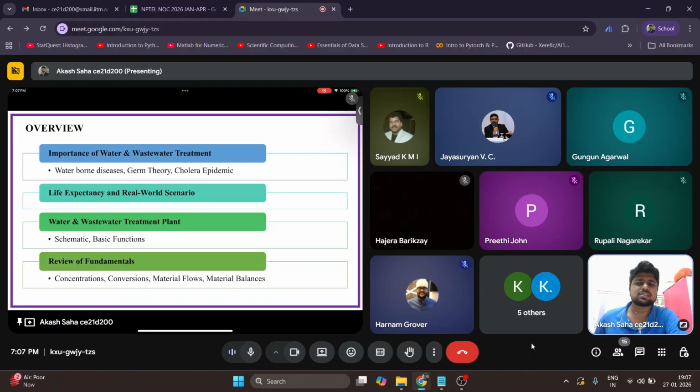Then some fundamentals, because before solving any type of numericals, we should know how to deal with concentrations, conversions, how the material flows from one system to another, and how to balance them. These are some of the basic concepts, and I hope that you have gone through the lectures of week one. So we'll be directly starting with the problems, and then we will discuss the answers as and when required.